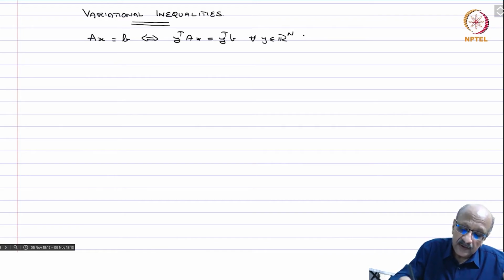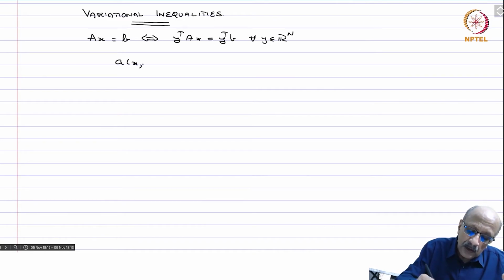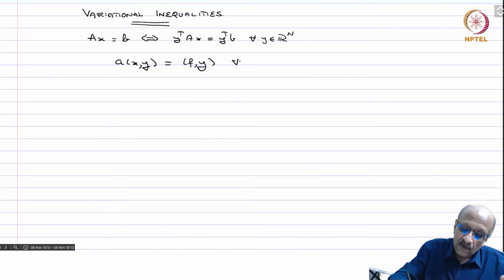So we treat x as a column vector, b is a column vector, so y transpose is a row vector, and so this is the inner product. So the generalization of this to higher, infinite dimensional spaces is to have a bilinear form, let's say in a Hilbert space, and to solve A(x,y) equals F(y) for all y in H. Okay, H is a Hilbert space and you want to find an x in H, so find x, and A is a bilinear form.